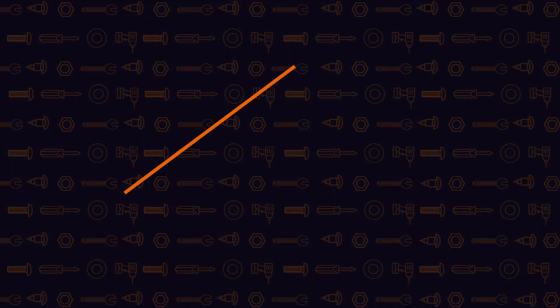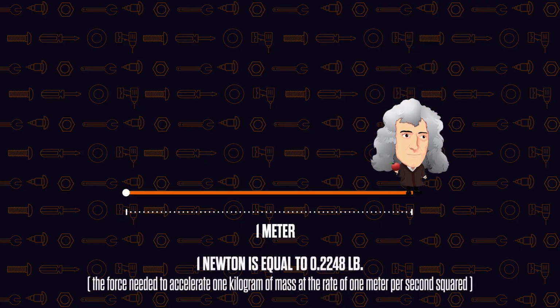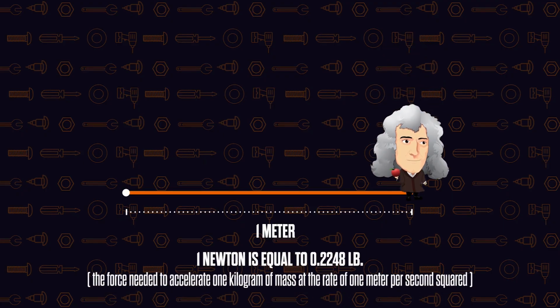And just to kind of give you an idea of what this is, if we have a lever arm and that lever arm is 1 meter in length, we will put a 1 Newton at the end of that, which is equal to 0.2248 pounds, which is the amount of force needed to accelerate 1 kilogram of mass at the rate of 1 meter per second squared. So we are putting basically this unit of weight at 1 meter, and that is what 1 Newton meter looks like.